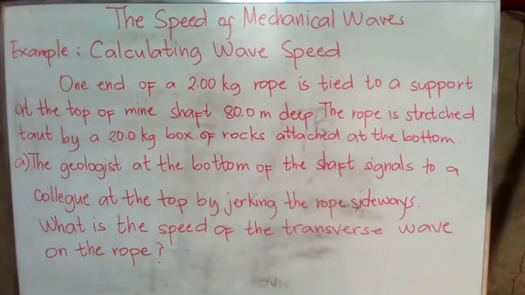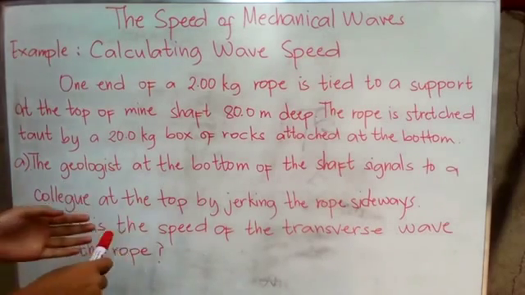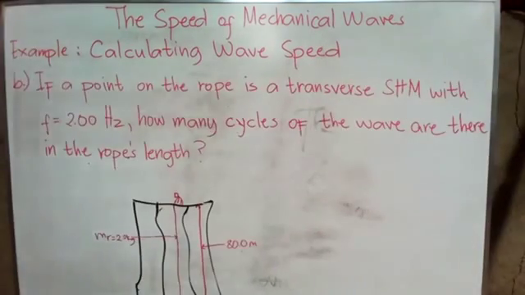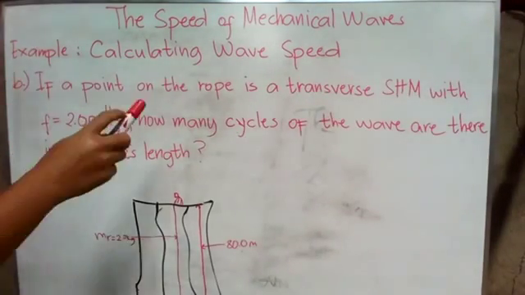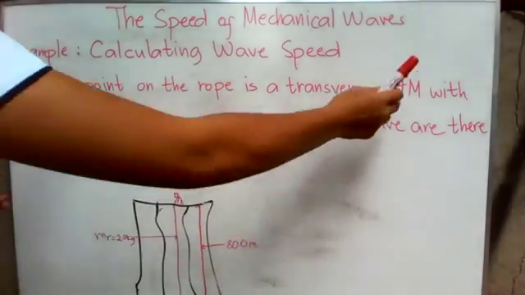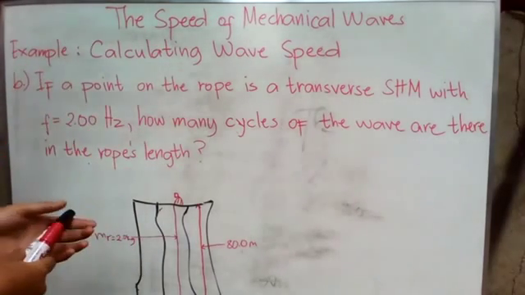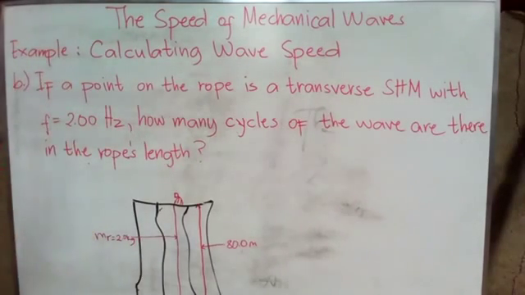So the question A: the geologist at the bottom of the shaft signals to a colleague at the top by jerking the rope sideways. Now, what is the speed of the transverse wave on the rope? For question B, if a point on the rope moves transversely in simple harmonic motion with frequency 2 Hz, how many cycles of the wave are there in the rope's length?